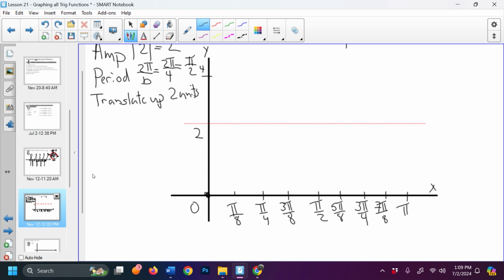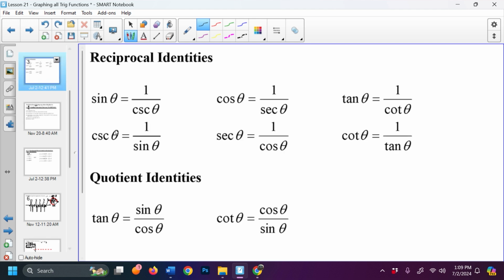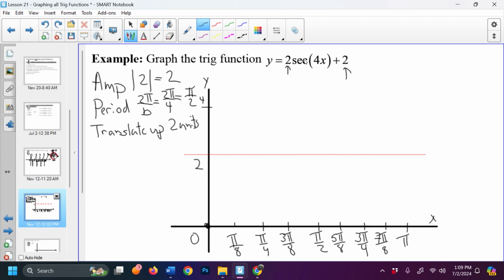And this one's going to be a little bit different. Remember, we're doing 2 times the secant of 4x plus 2. Now, because of those reciprocal identities that I have up here for secant being 1 over cosine, I am going to rewrite this just for me so that I can see it. It's going to be 2 times 1 over cosine of 4x, and then I'll have a plus 2 on the outside. That's just going to help me find those asymptotes a little bit easier.